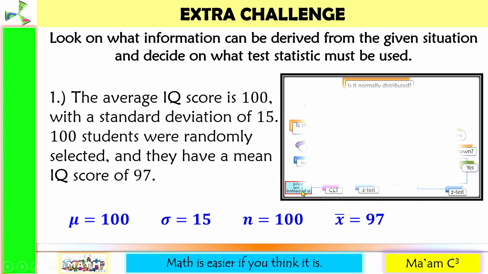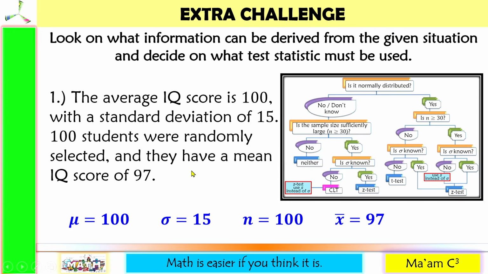Now, let us analyze. Is there anything mentioned about the distribution? Is it normally distributed? Nothing is mentioned in our problem here. So from question number 1, we'll move here, no or I don't know. Second question, is the sample size sufficiently large? Our sample is 100. It is greater than 30. So the answer is yes. Is sigma known? Do we have sigma? Yes, we do. So the answer is also yes. Therefore, we are going to use z-test.